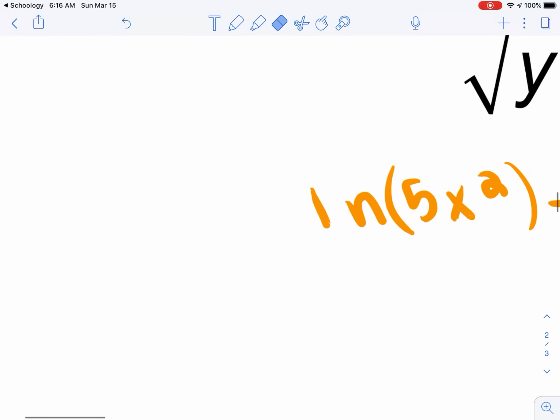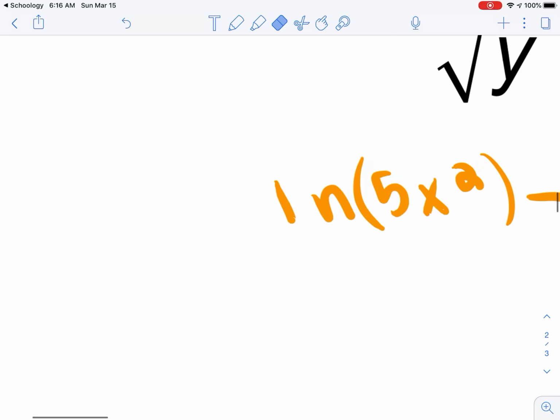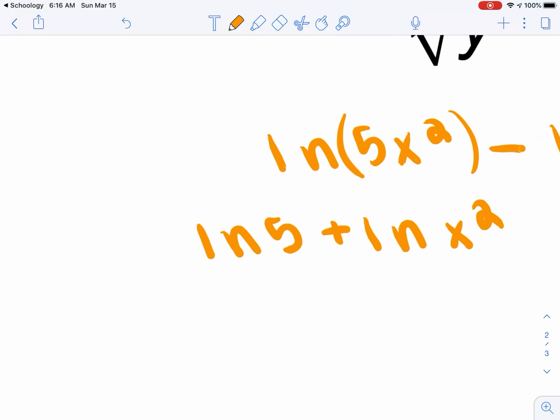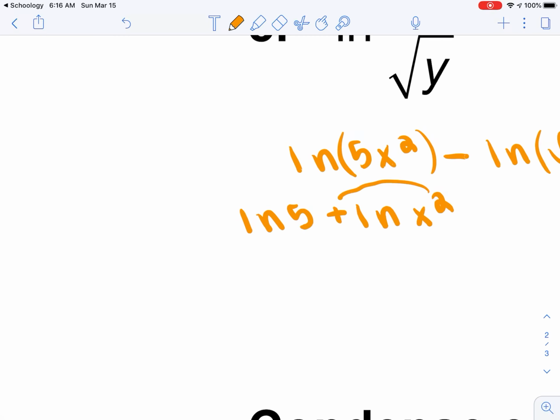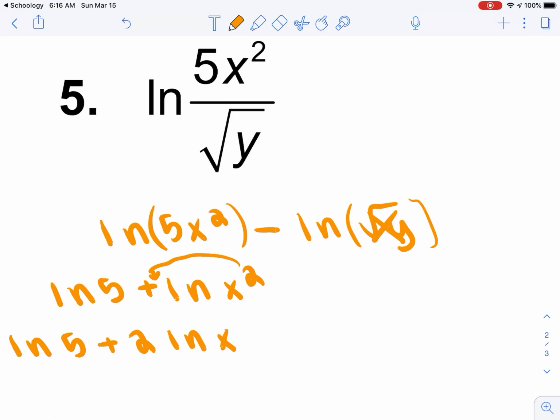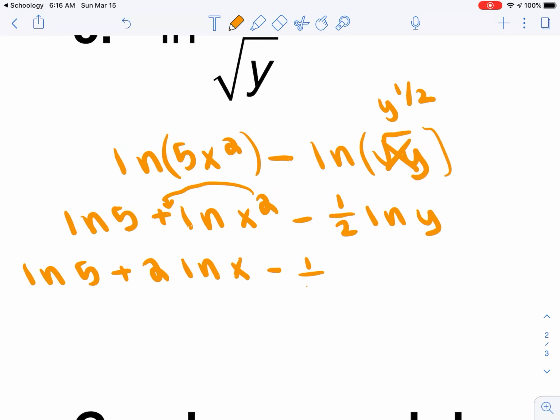Now, let's focus on this first one. I see a product. I can't take care of the power yet because it only affects the x. So I have to rewrite this as the natural log of 5 plus the natural log of x squared. Once I separate the product, then I can take this number and move it to the front. So I get the natural log 5 plus 2 times the natural log x. Over here, remember that the square root of y is the same thing as y to the 1/2 power. So I end up getting minus the 1/2 natural log y. And then I can just rewrite that down here as that answer.